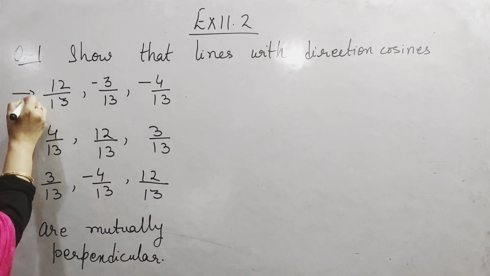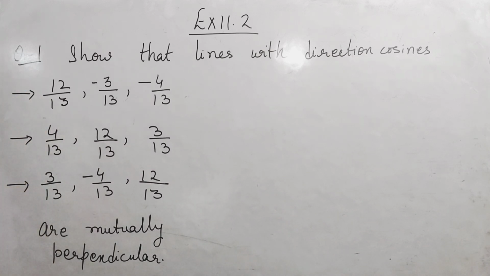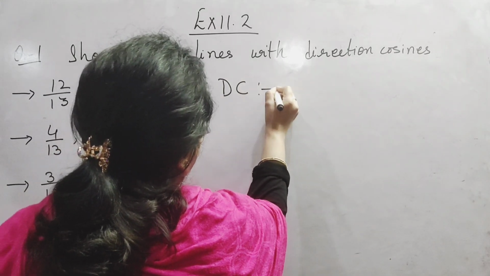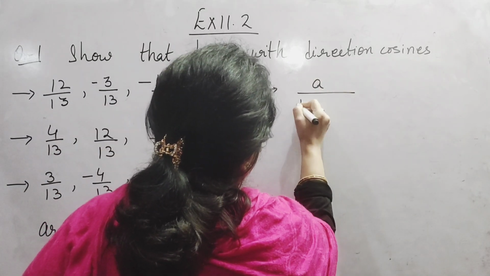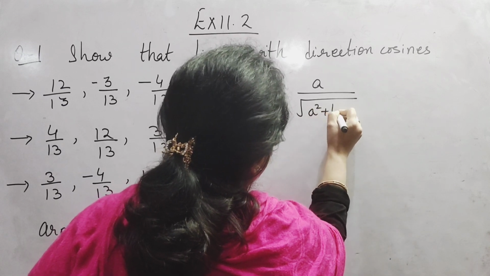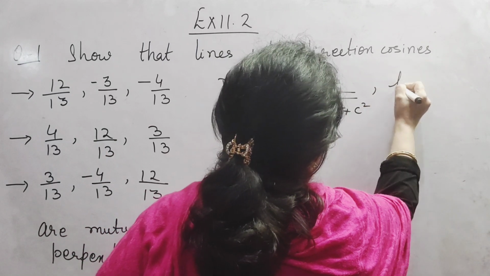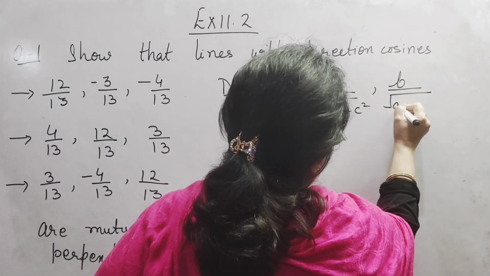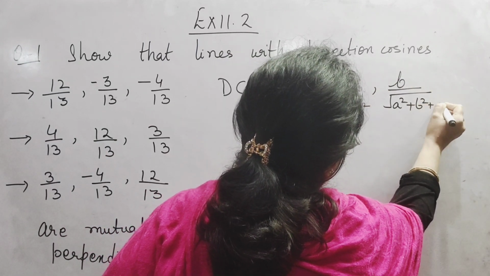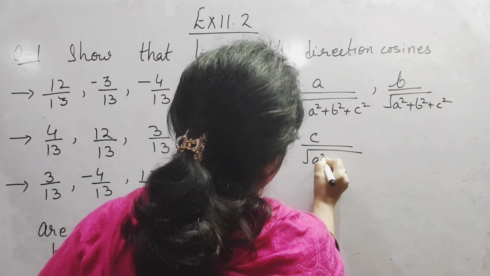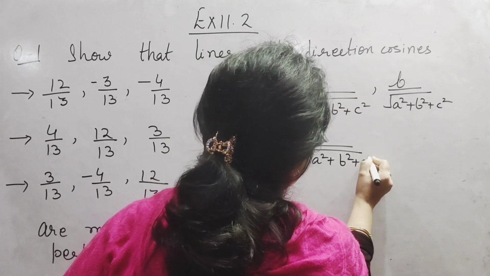That means these are the direction cosines for the three lines, and we have to show all the three lines are perpendicular to each other. Okay. Now we know the formula for the direction cosine is a over under root a square plus b square plus c square. Similarly, for another line we have direction cosine b over under root a square plus b square plus c square. Similarly, for the third one we have direction cosine c over under root a square plus b square plus c square.